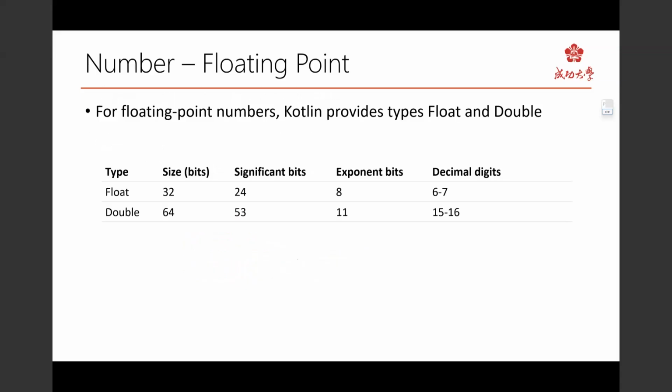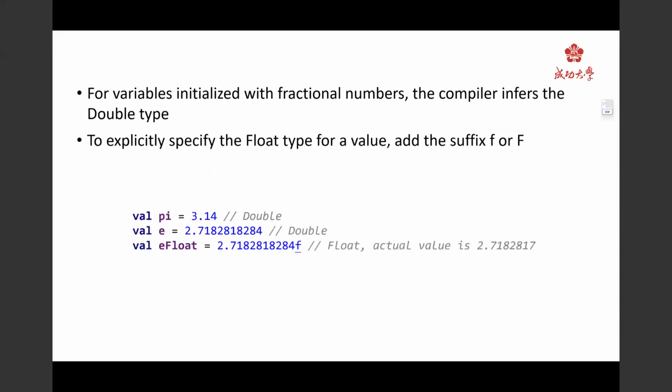And for floating point numbers, Kotlin provides float and double. When you initialize a variable with a fractional number, the compiler is going to infer its type as double by default. And if you want to explicitly specify the type of a fractional variable as float, you can add the suffix f, either lowercase f or capital F.